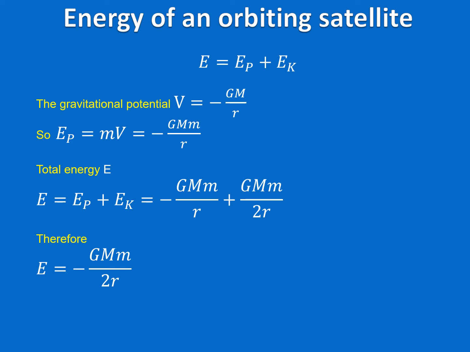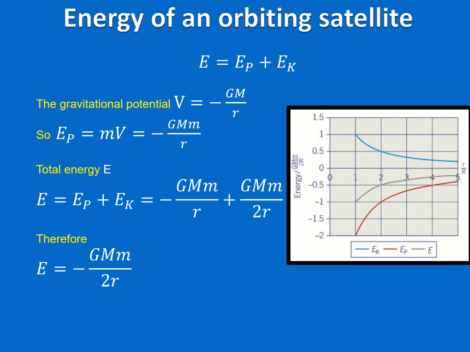So in the previous section in the class, we looked at sketching graphs of potential. So we sketched a graph of gravitational potential for that -1/r relationship. We also need to be able to sketch a graph of kinetic energy and the total energy. So the graph would look something like this. So you've got in blue the kinetic energy, red the gravitational potential, and green is the total energy.